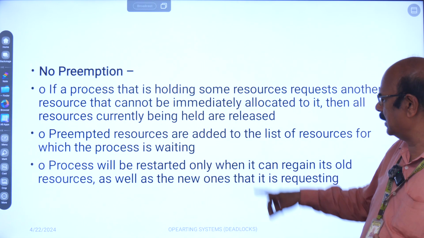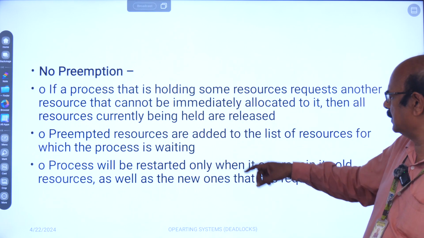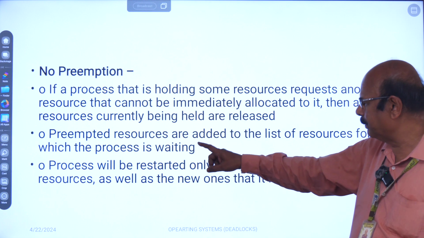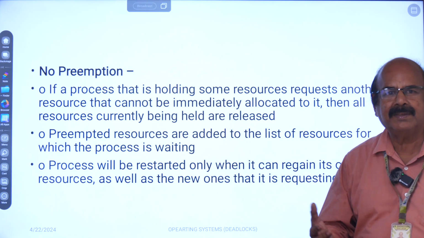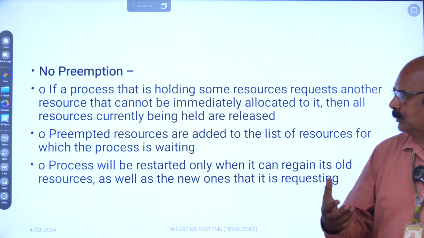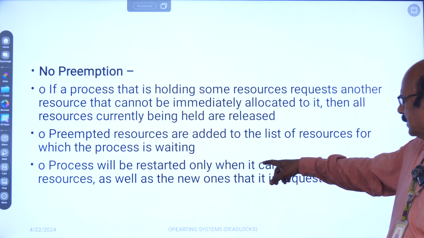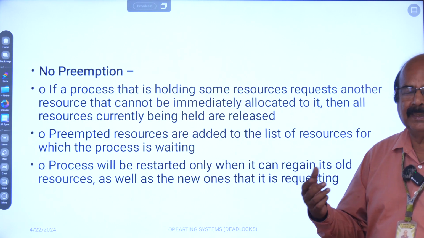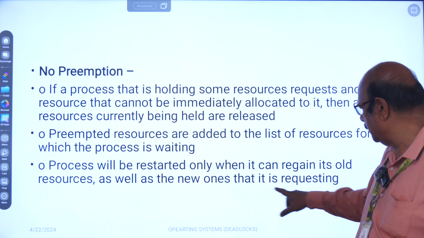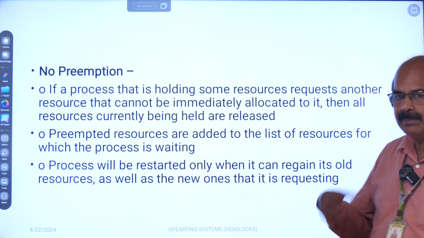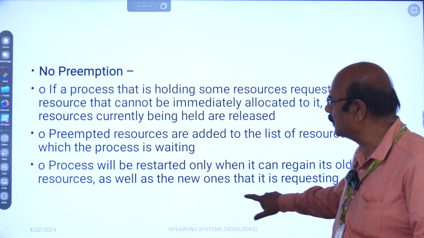Next one is no preemption. We have seen that if a process that is holding some resources requests another resource that cannot be allocated immediately, then all the resources it is currently holding are preempted. The preempted resources are added to the list of resources for which the process is waiting. The process will be restarted only when it can regain its old resources, as well as the new ones that it is requesting. New processes will be added and they will be requesting some resources, and that can also happen here.